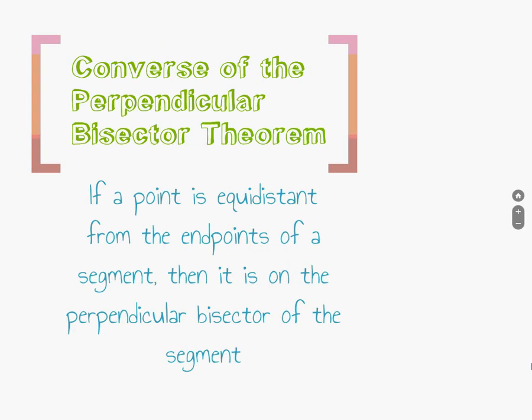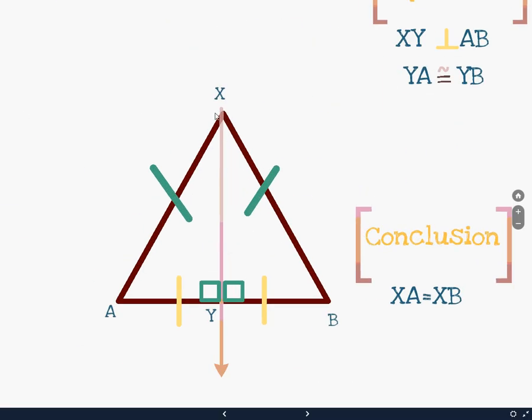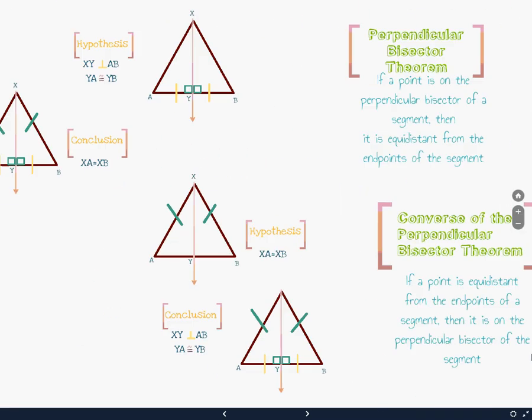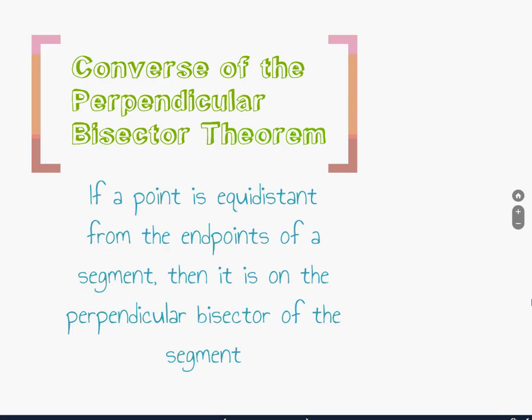Okay, the converse of this theorem is also true, which all the word converse means is that you reverse the previous statement. So before, we said if a point was on a perpendicular bisector, it's equidistant. Now we're saying if a point is equidistant from the endpoints of a segment, then it has to be on the perpendicular bisector. So we're reversing the perpendicular bisector theorem, which is pretty cool.